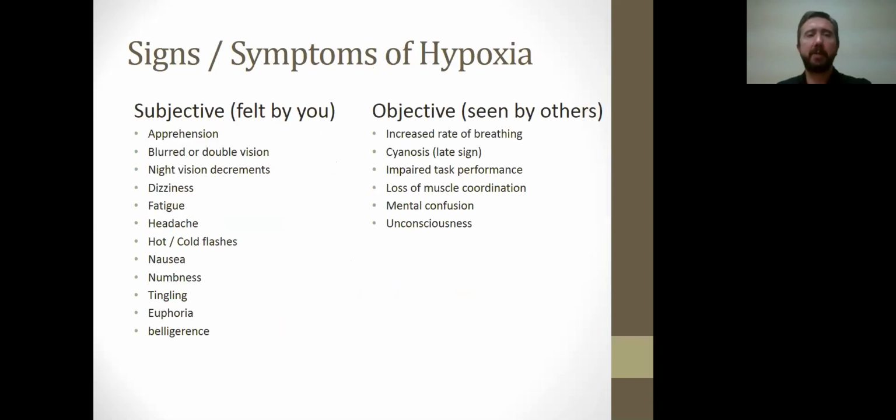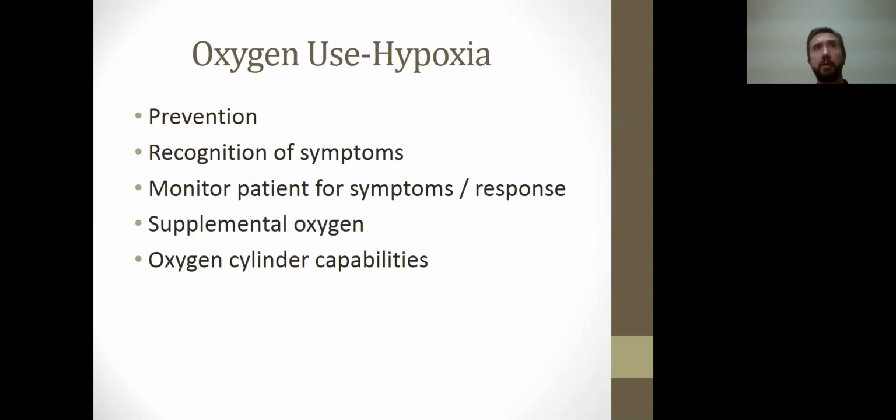So the signs and symptoms here, as I said, we have a list. You can read down the line here. Typical common ones: headache, hot and cold flashes, nausea, numbness, tingling, euphoria, combativeness or belligerence. And then, of course, what we can actually see is the unconscious state, mental confusion, loss of muscle coordination, impaired task performance, and compensatory actions taking place. Of course, oxygen use is to prevent hypoxia, right?